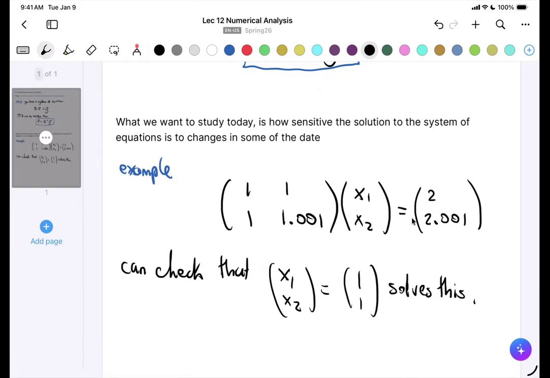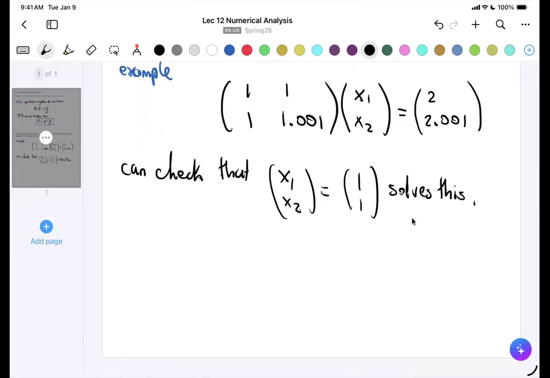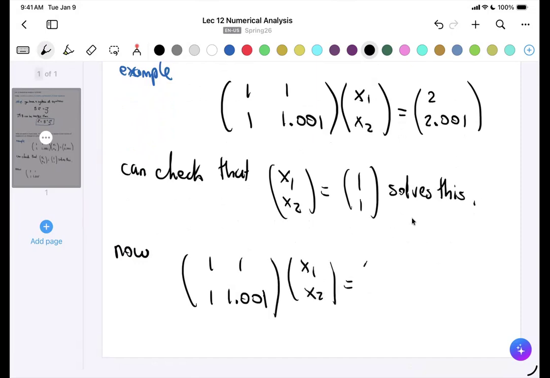Okay. Now, what I'm going to do is keep the same matrix, but make a slight change in one of the values of this vector. I'll put the one that I changed in a different color. Now we have 1 times x1, x2. I'll change the second number, instead of being 2.001, to 2.002.